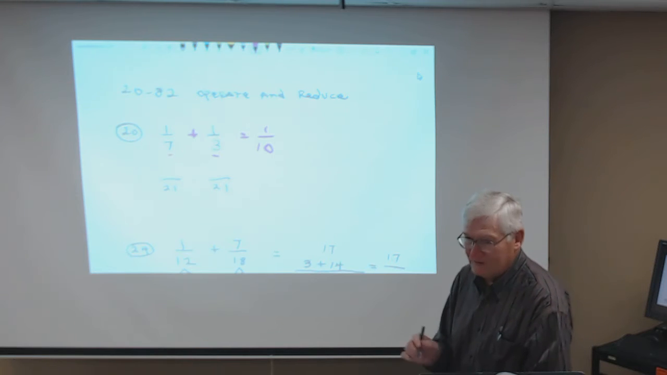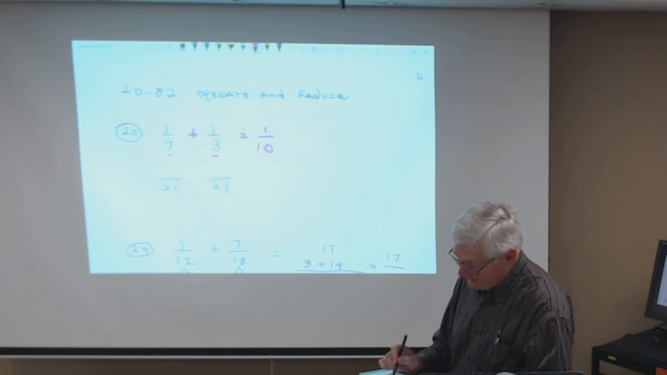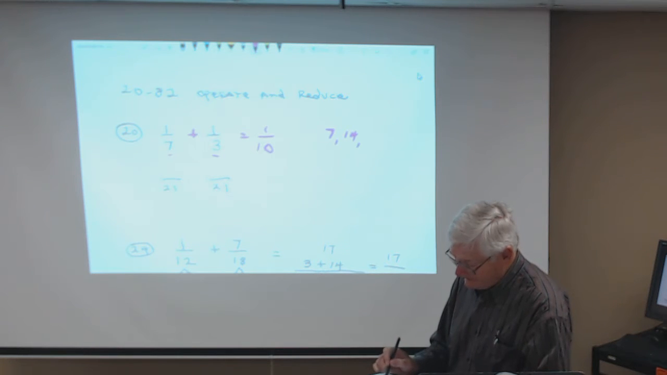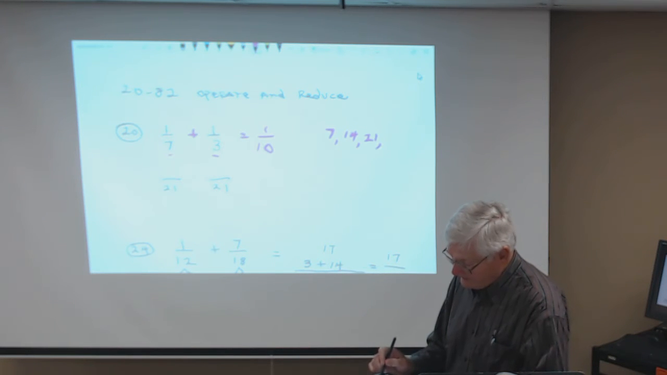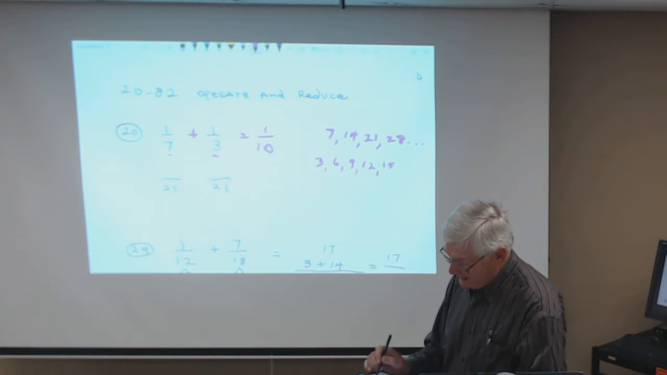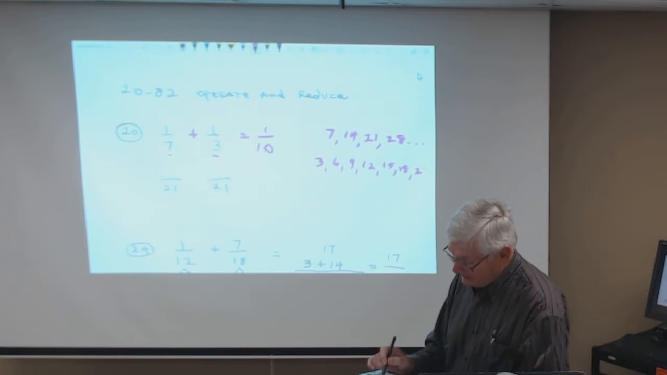That's a common multiple of 7 and 3. Multiples of 7 are 7, and then 14, 2 times 7, 3 times 7, 21, 4 times 7 is 28, and just keep going. You follow me? Multiples of 3 are 3, then 2 times 3 is 6, 3 times 3 is 9, 4 times 3 is 12, 5 times 3 is 15, 6 times 3 is 18, 7 times 3 is 21. There it is, right there, 21.